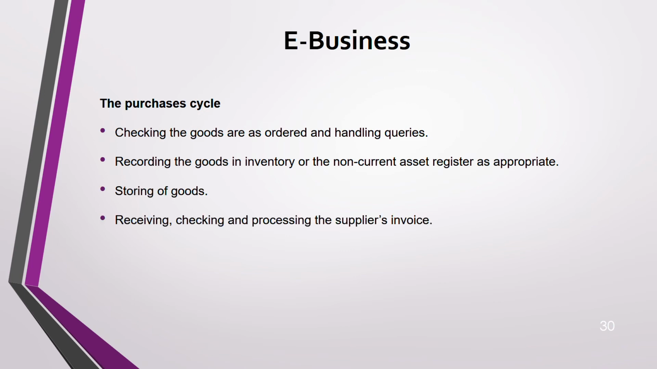Then you need to receive, check, and process the supplier's invoice. With the supplier's invoice, you have to check whether you have received it, whether you have checked it, and whether it is processed. Then you pay the supplier. Or if there are any discounts, then you pay the cash.